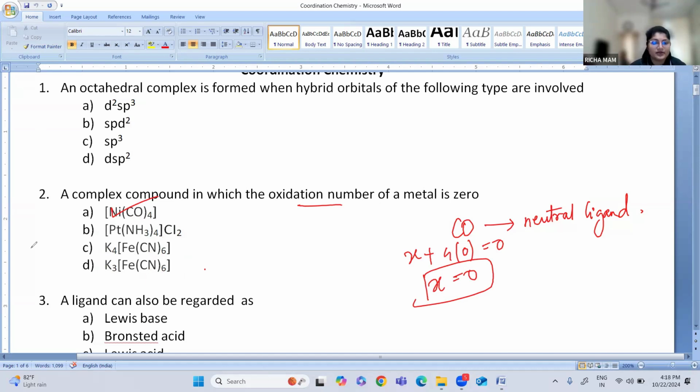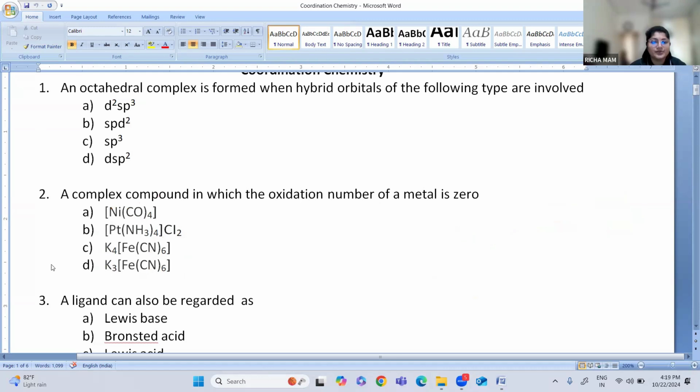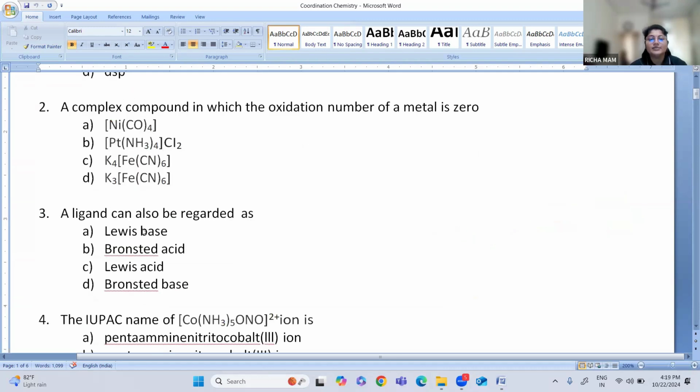Fine. Let us go for the next one. A ligand can also be regarded as, what can a ligand be regarded as? A, Lewis base, B, Bronsted acid, C, Lewis acid, and D, Bronsted base. How are you going to regard the ligand?